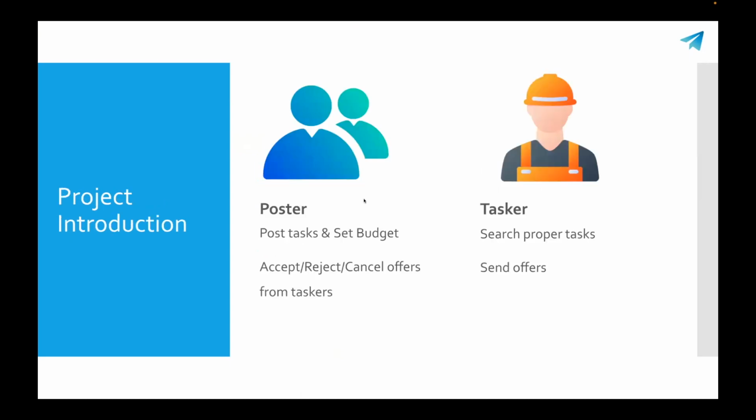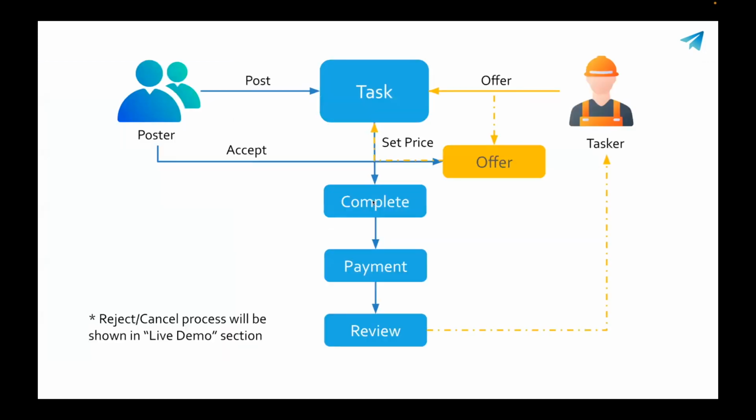HomePlus is a customer-to-customer platform, which allows posters to post their tasks on the platform, and then taskers can search for the tasks from our website. Posters are able to post tasks and set budget for their tasks, and also they can accept, reject, cancel offers from the taskers. And the taskers are able to search proper tasks and send an offer to the poster. And here is our workflow, and we will demonstrate it more in the next section.